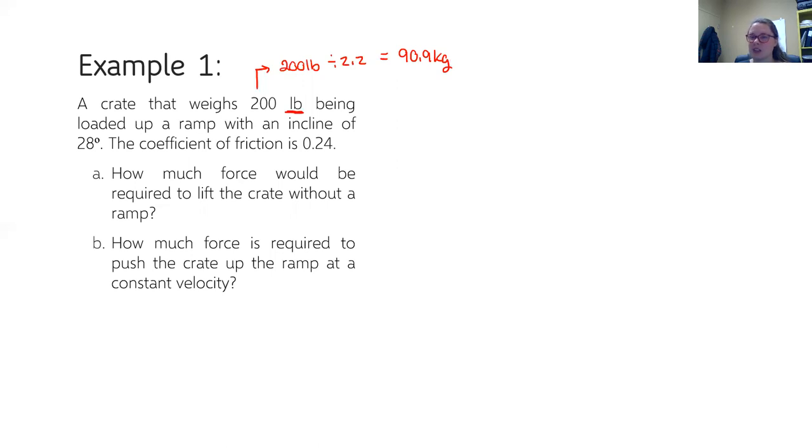It's 2.2 pounds in a kilogram. So we're going to want to use 90.9 kgs instead of our 200 pounds for our question. So just one of those little extra twists to throw in. Now we need to draw.